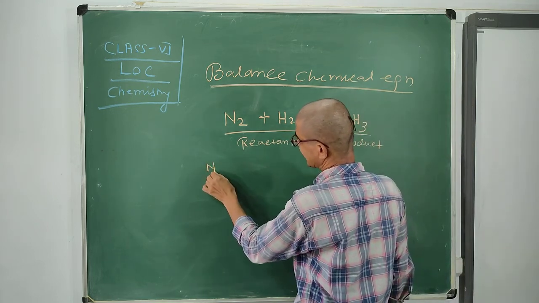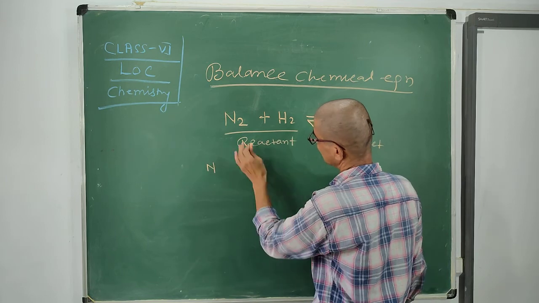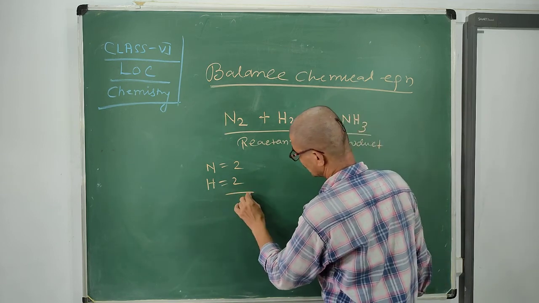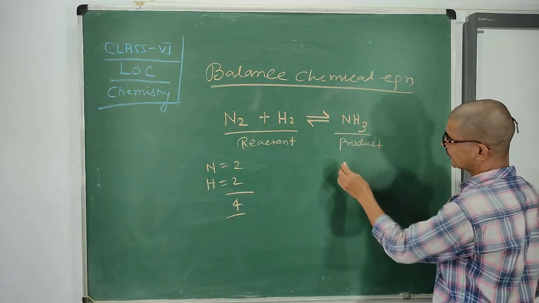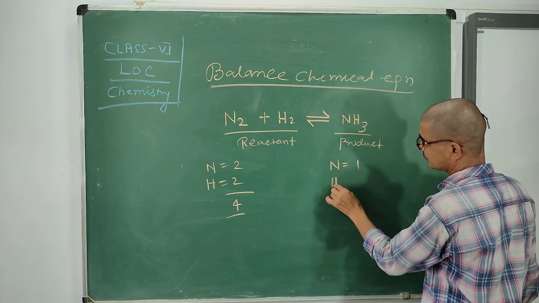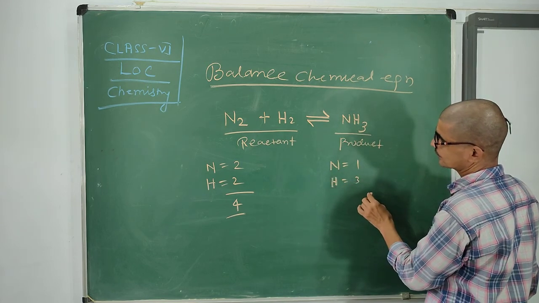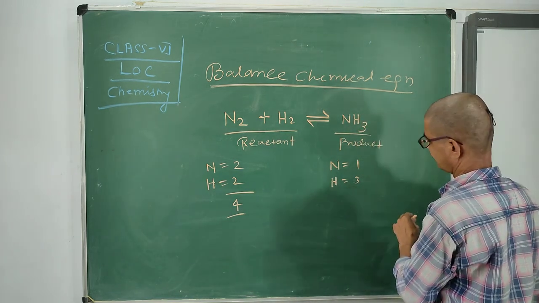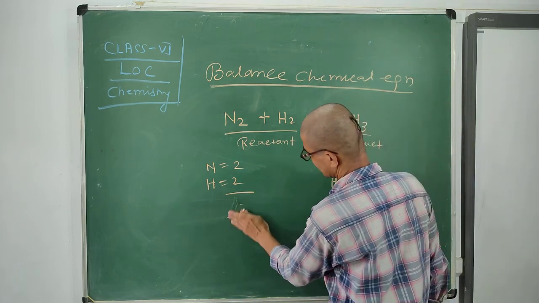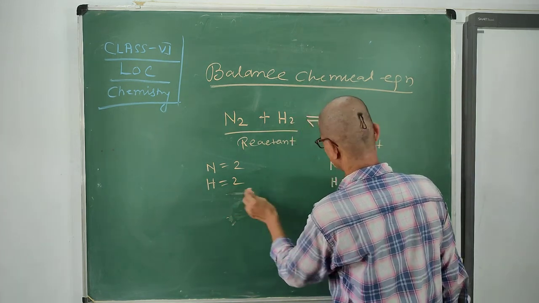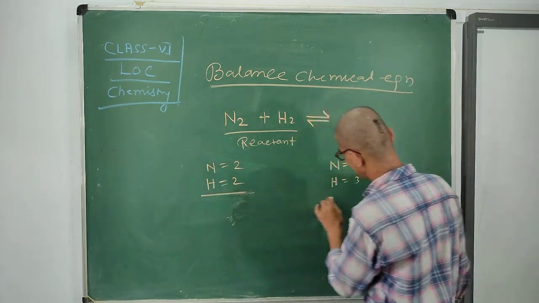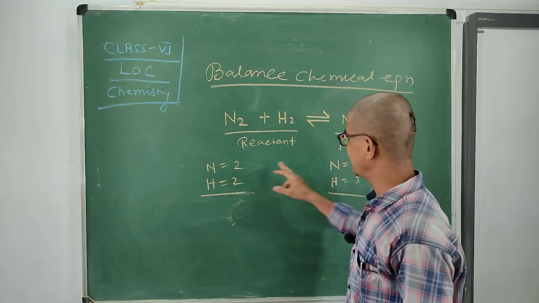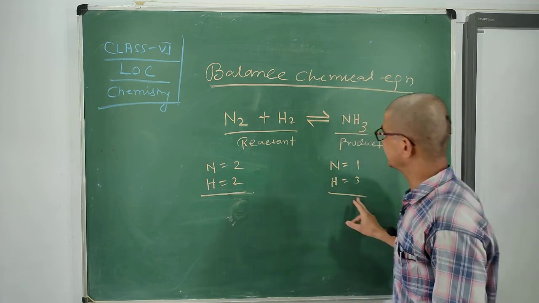Number of atoms present in the reactant molecules: nitrogen is 2, hydrogen is 2, total 4. In the case of the product, nitrogen is 1, hydrogen is 3. So this is called an unbalanced chemical equation. The reason is that the number of nitrogen atoms is not equal, here 2, here 1. Number of hydrogen atoms, here 2, here 3. So it is not balanced.